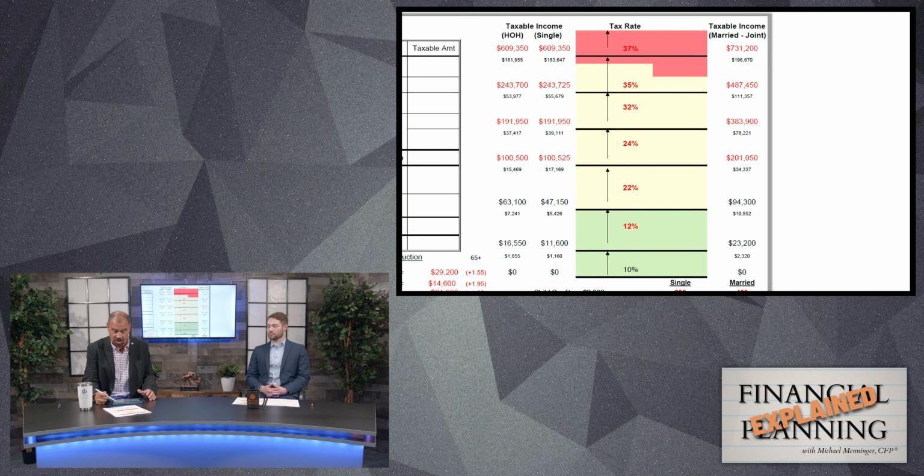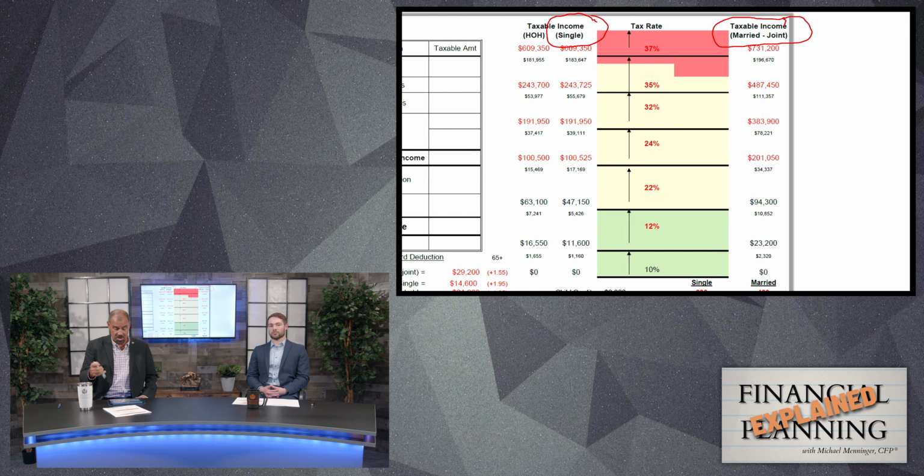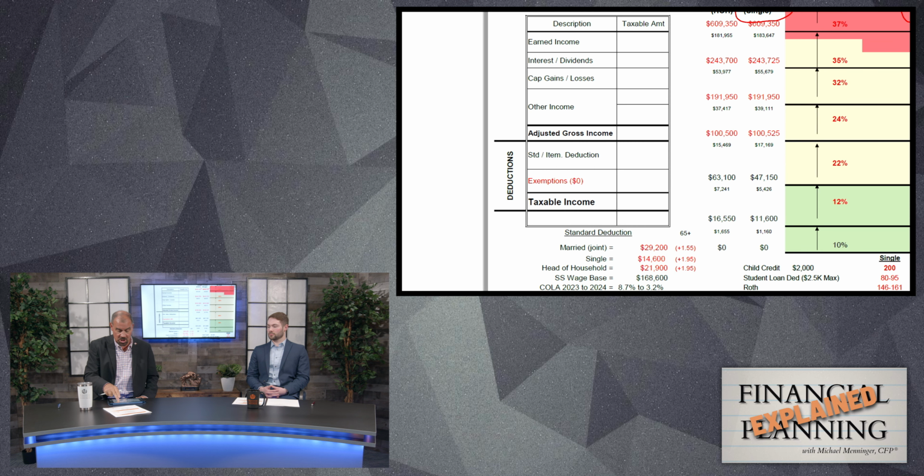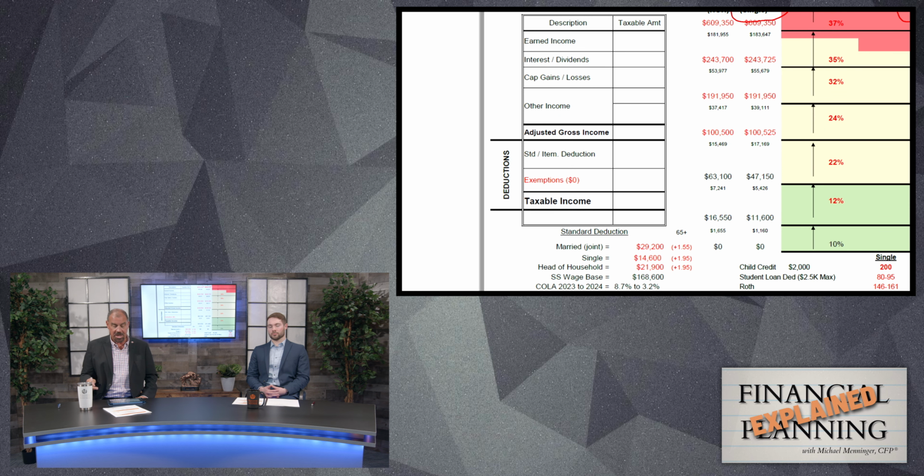So if you look at it right here, you can see that the married tax brackets are on this side, and then we have the single tax brackets on the left-hand side. And so what happens here is these tax brackets are hit at different income levels. But let's go back over here again and let's talk about how the income works.